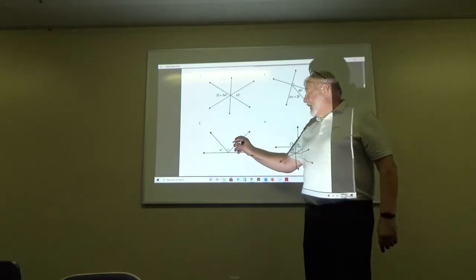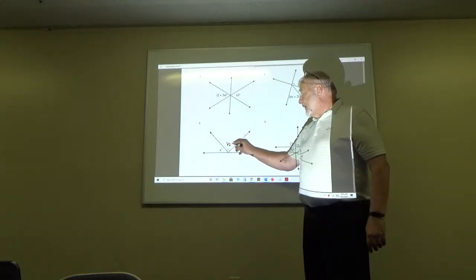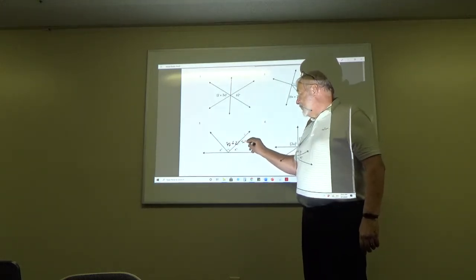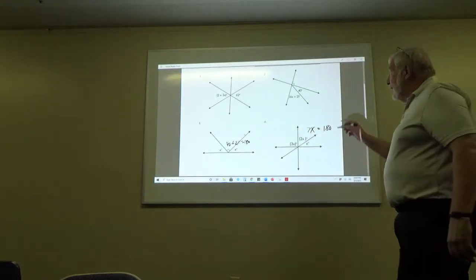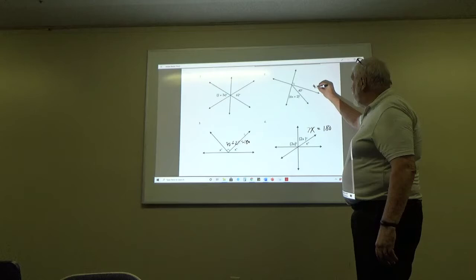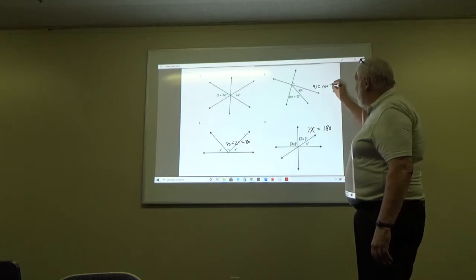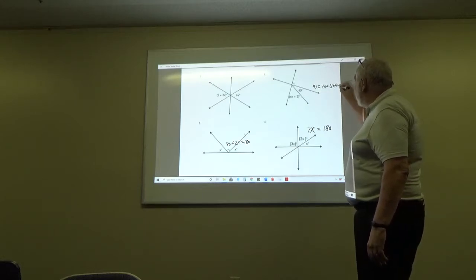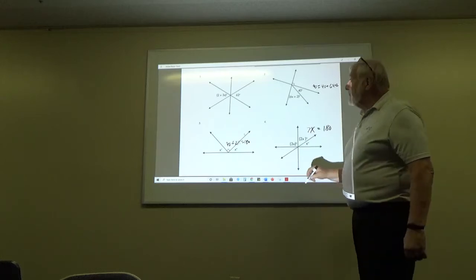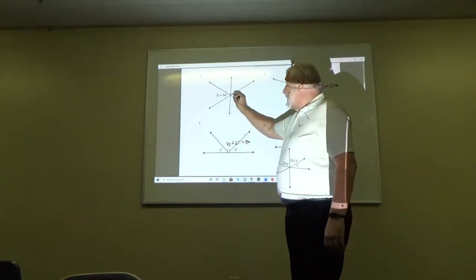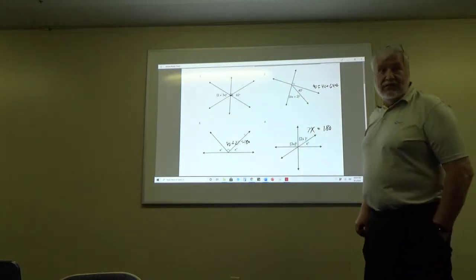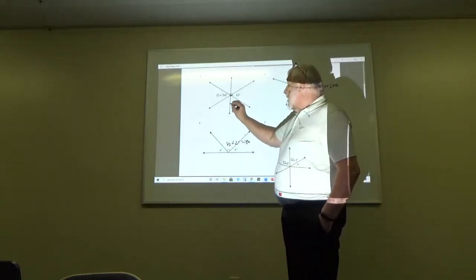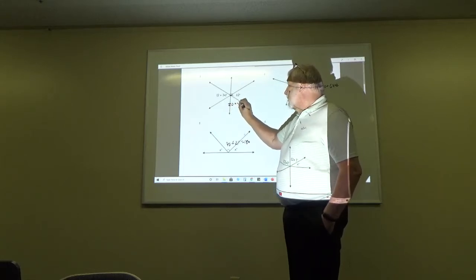Okay, this is 90. So 90 plus 2x is equal to 180. And you solve that very simply. All right, this is 90 equals 40 plus 6x plus 2. And then this is simply 2 plus 3x equals 62. And so this, when we subtract the 2, 3x equals 60. This is x equals 20.